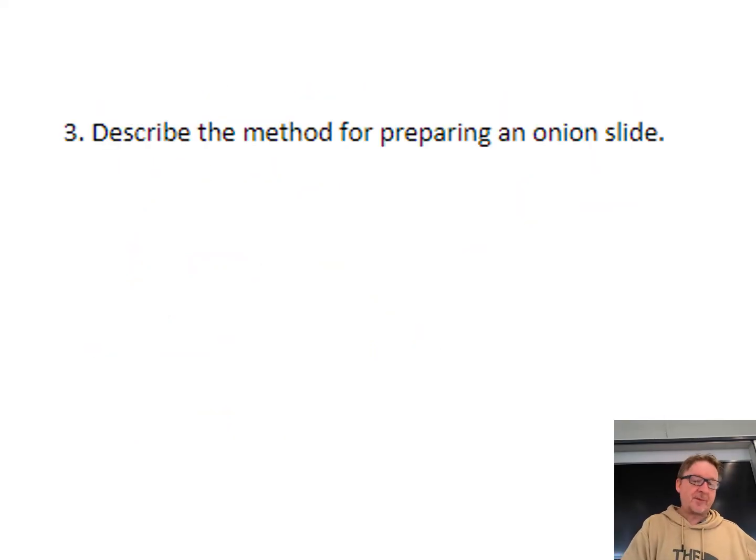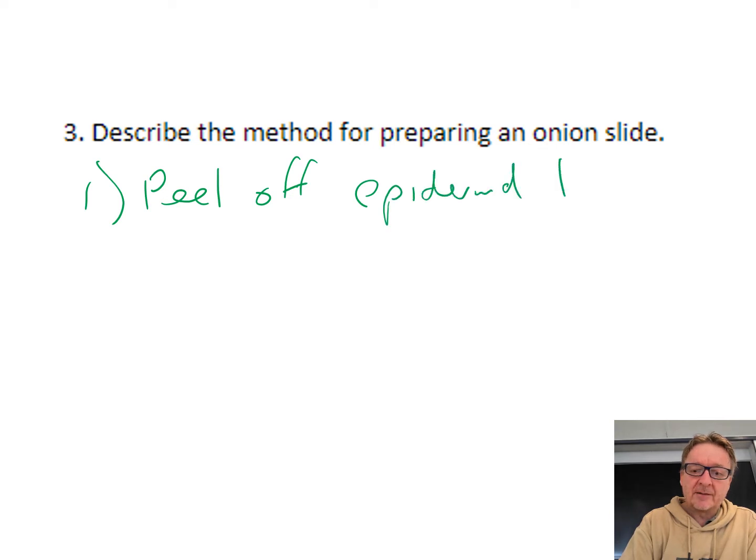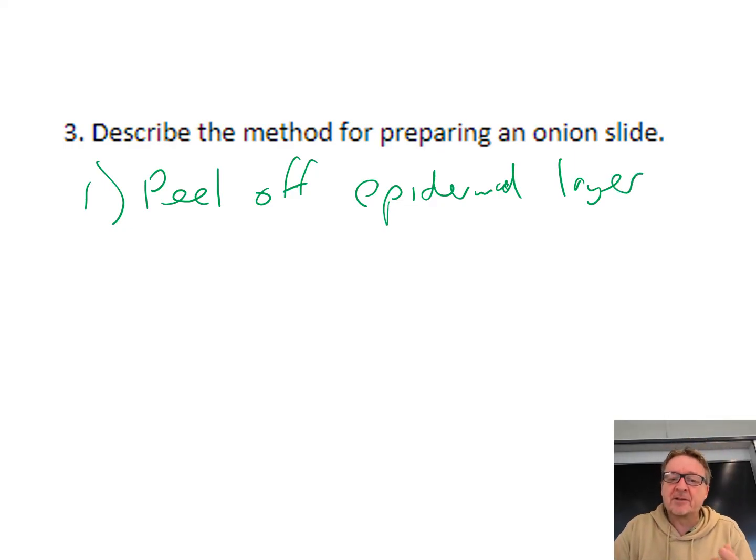Describe the method for preparing an onion slide. Now this is actually one of the GCSE required practicals, so it's dead important that you know it. Number 1 is peel off the epidermal layer. What that means is there's a really thin kind of piece of skin in between each one of the layers, and when you peel it off it looks like skin, and it's dead thin.